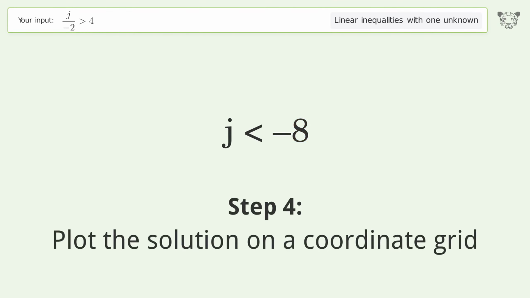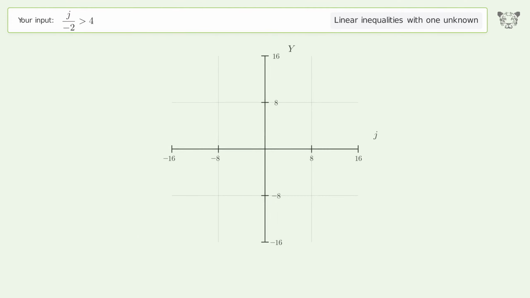Plot the solution on a coordinate grid. And so the final result is j smaller than -8.